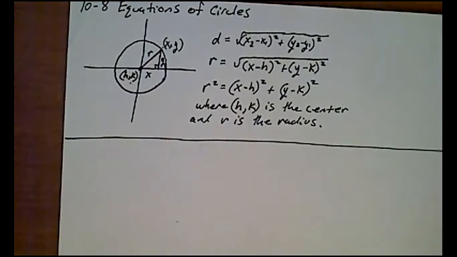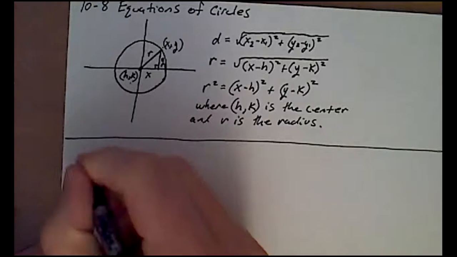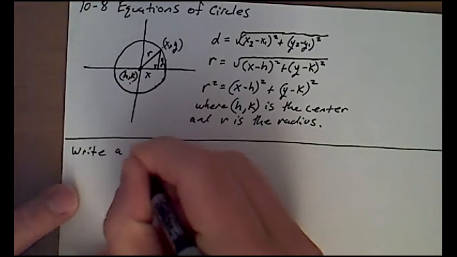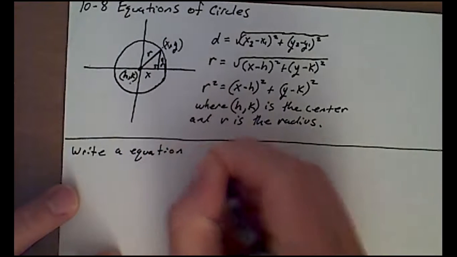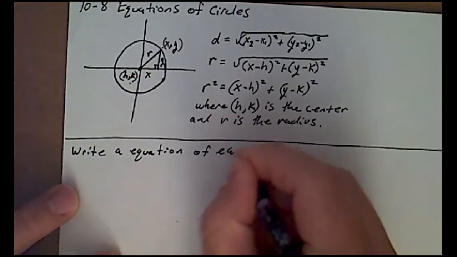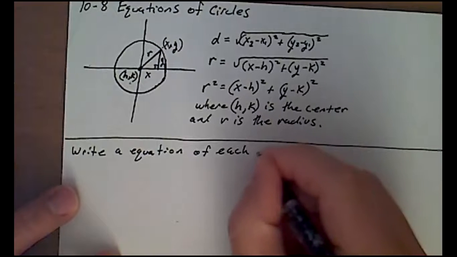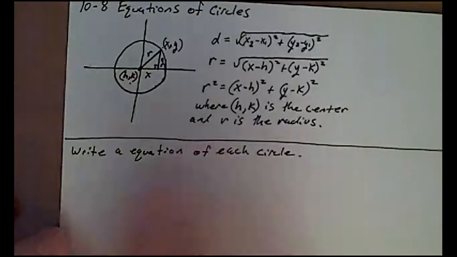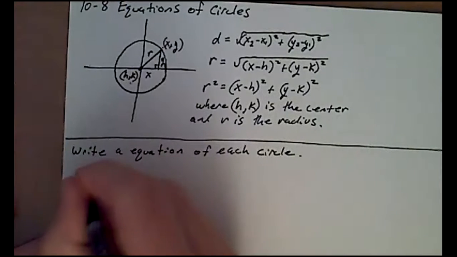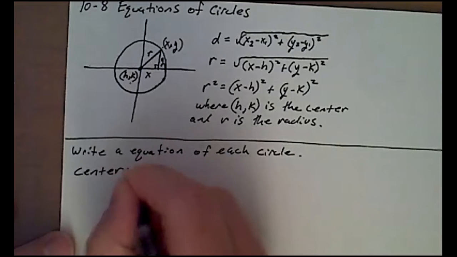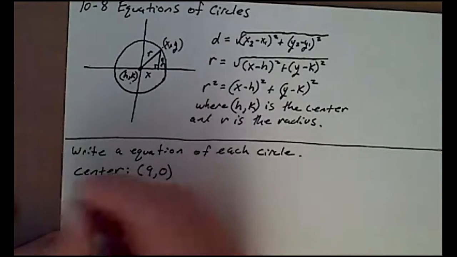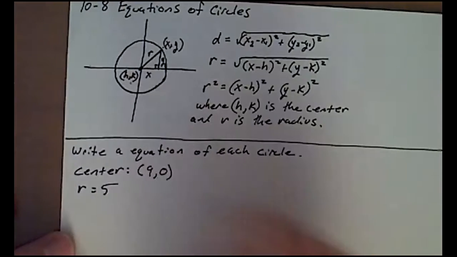So we're going to look at a few examples then. Say that we wanted to write an equation of each of the circles that I'm going to describe. So say we wanted a center at (9, 0) and a radius of 5.